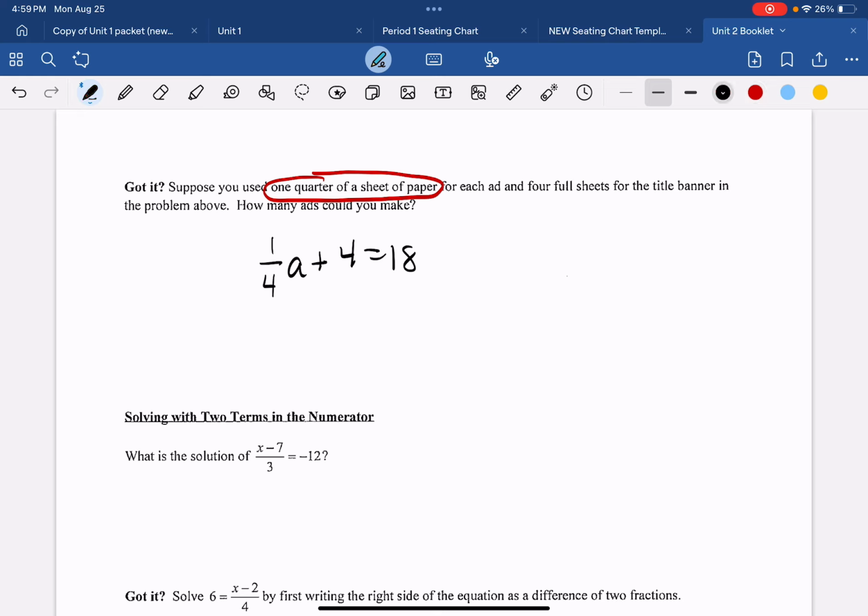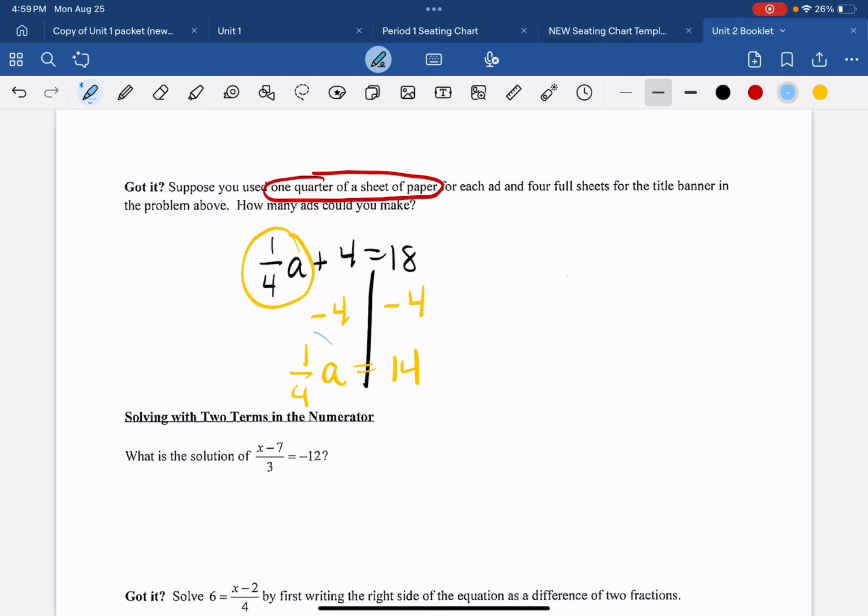Now I'm going to simplify. So I draw my mirror line. Here's my bullseye. Here's my target. I'm going to do whatever's on the outside of that first. So I'm subtracting 4. I have 1/4 A equals 14.